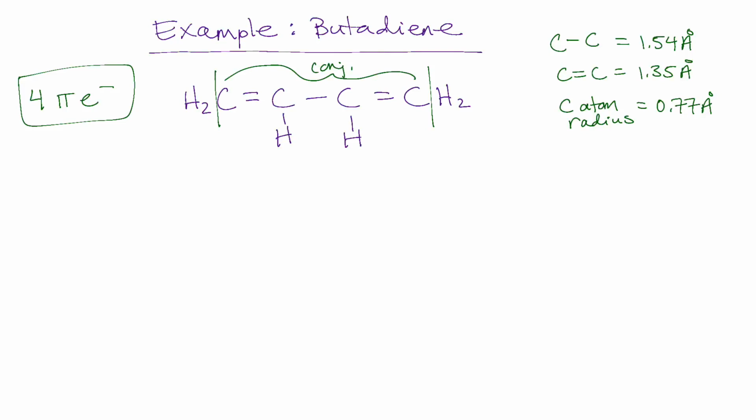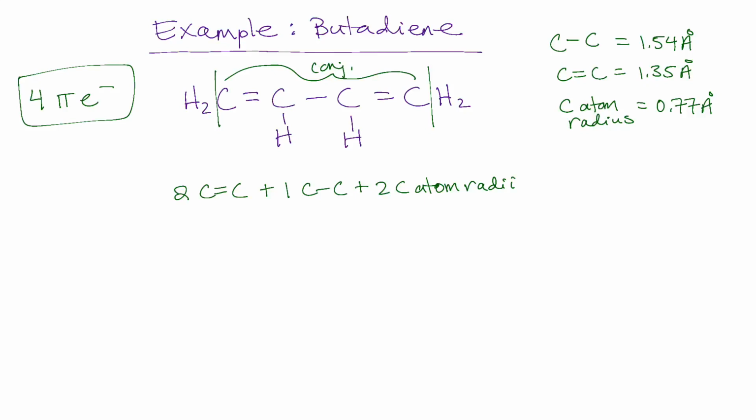Let's add up all of these components of our conjugated chain for our example here. We've got 2 carbon-carbon double bonds plus 1 carbon-carbon single bond. And then at our endpoints, we're just going to count 2 carbon atom radii to cap off our conjugation length.